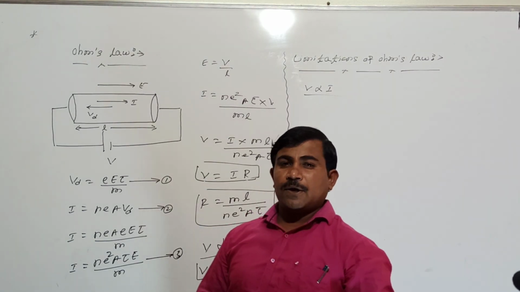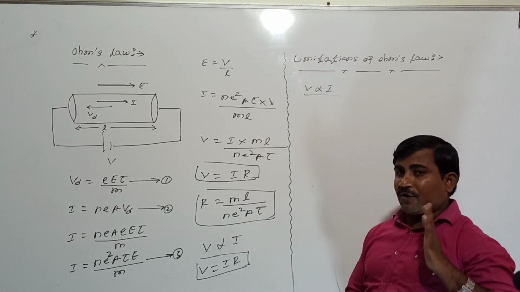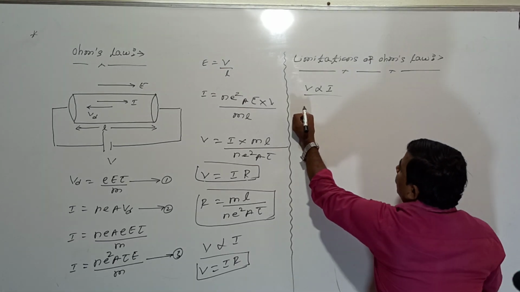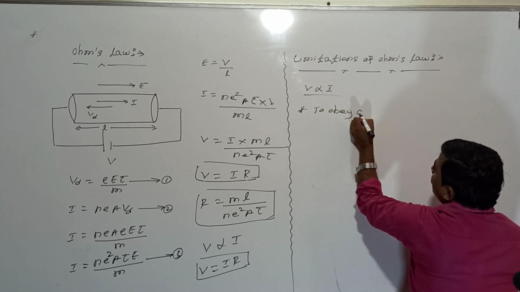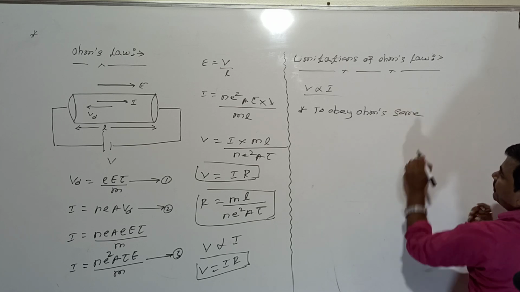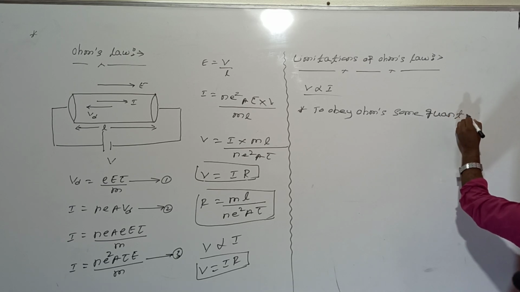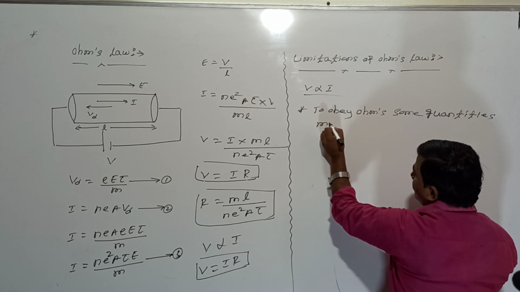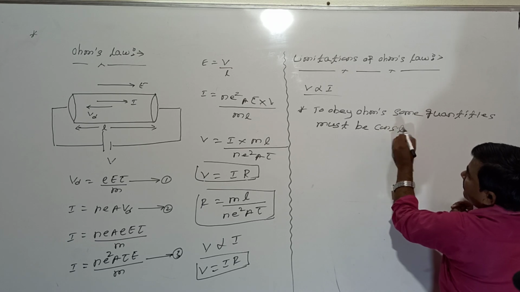The first limitation is: to obey Ohm's law, some physical quantities must be constant. This is one of the limitations. To obey Ohm's law, some physical quantities must be constant.